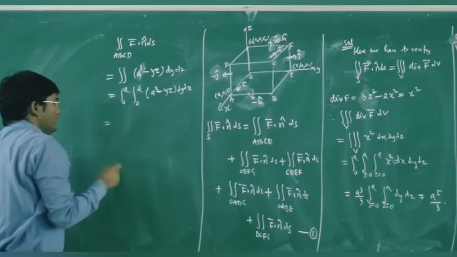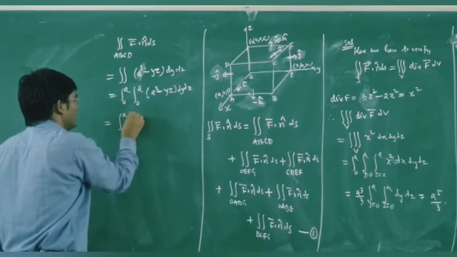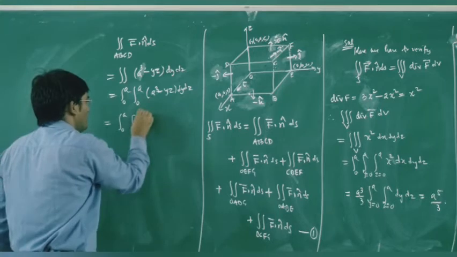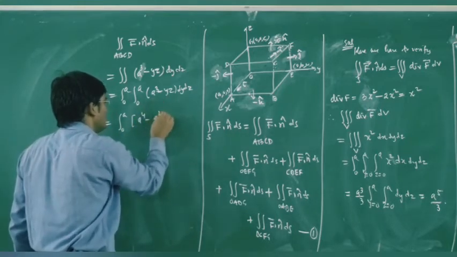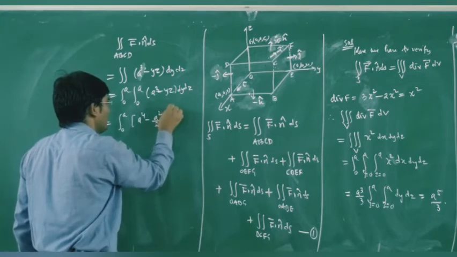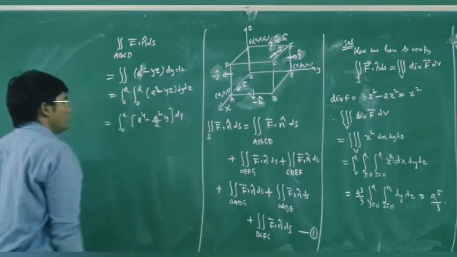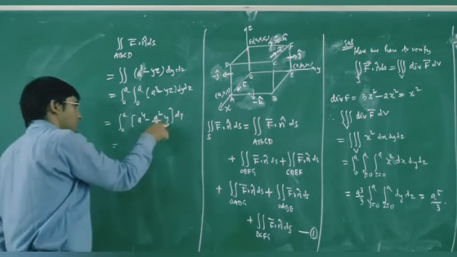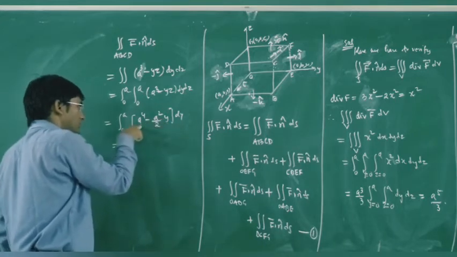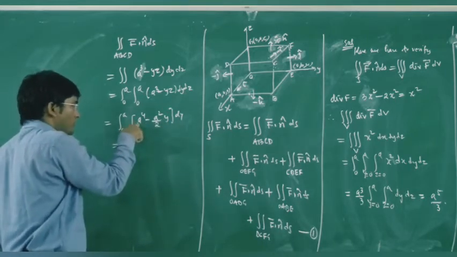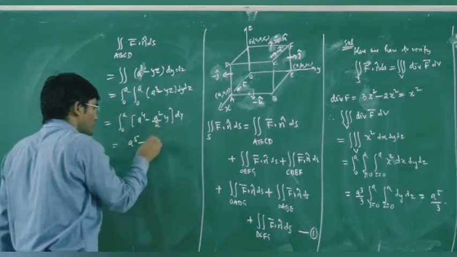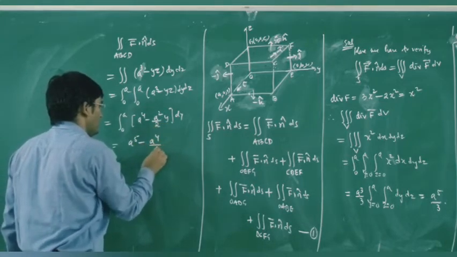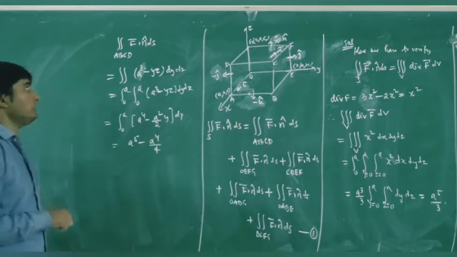If you integrate with respect to z, this will be a cube z, so we will have a power 4, and this will be z square by 2, then a square by 2 into y. Now the integration with respect to y: again this will be a square by 2, and the integration of a power 4 will be a power 4 into y, so we have a power 5. Now this will be y square by 2, so this will be a power 4 by 4. So this is the value of the first integral.